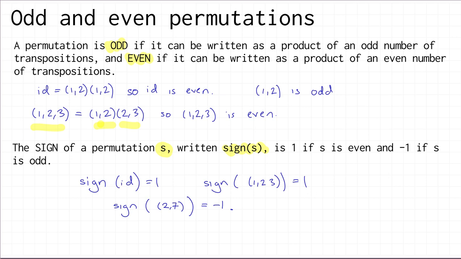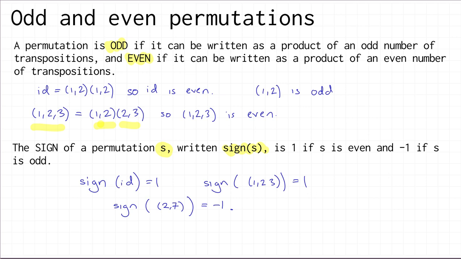So at the moment, it seems like there's a real problem with our definitions here, which is that maybe there are some permutations which can be written as a product of an odd number of transpositions and also as a product of an even number of transpositions. So those permutations would be both even and odd, and this sign function wouldn't make sense at all.